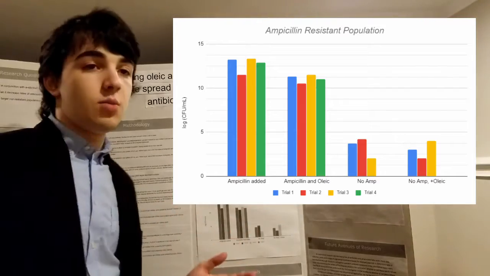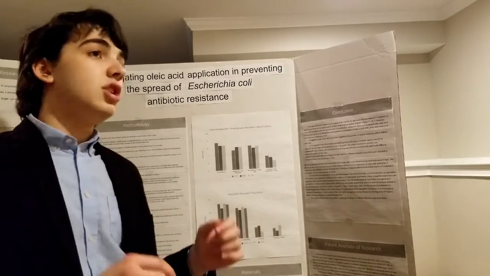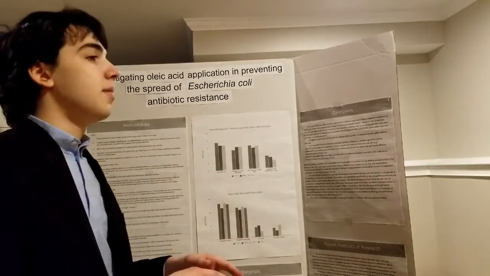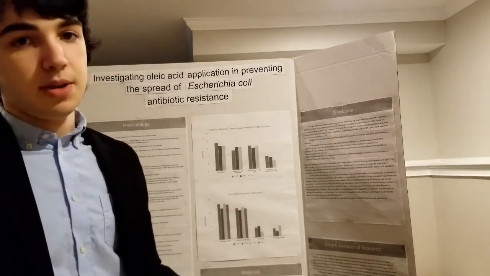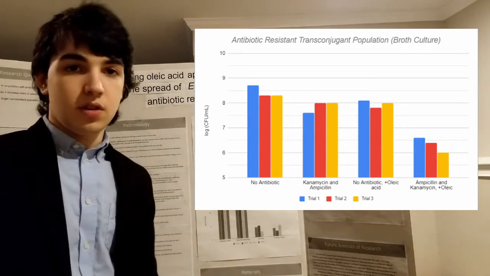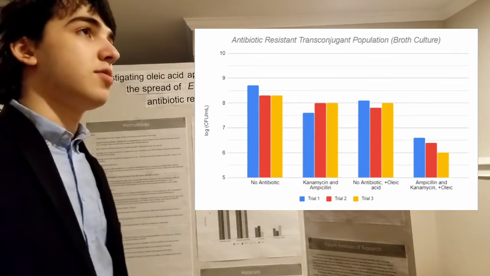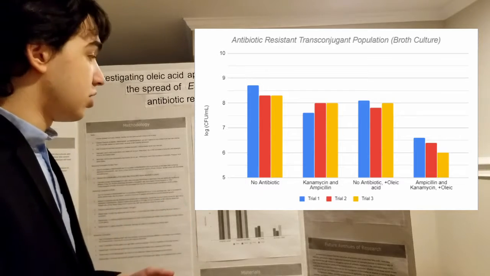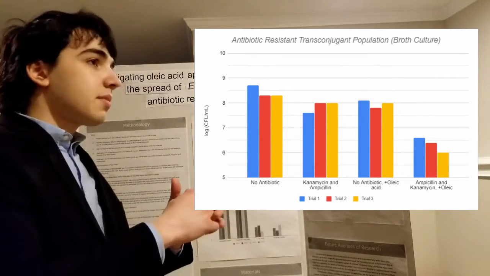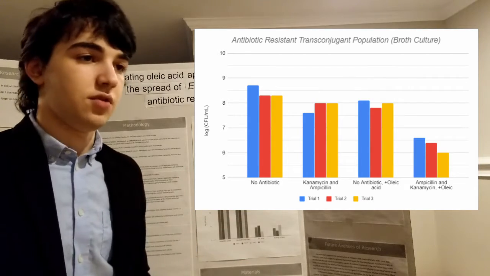The other scenario I did was two different populations with two different resistances to different drugs, and you basically check the transconjugant population that was resistant to both of the drugs. What I found was that, one, they were very willing to transconjugate even in the absence of antibiotic pressure, and the other was that you could apply oleic acid to reduce the total amount of transconjugants.